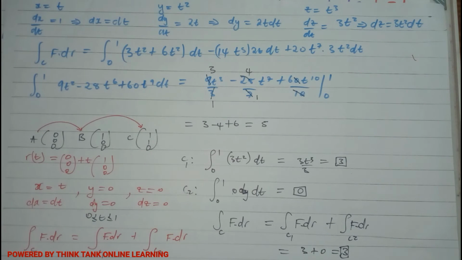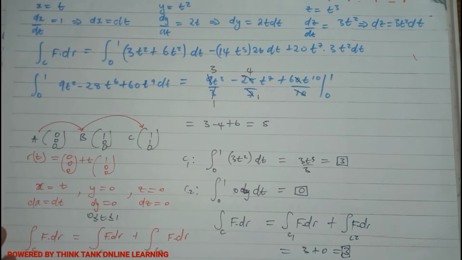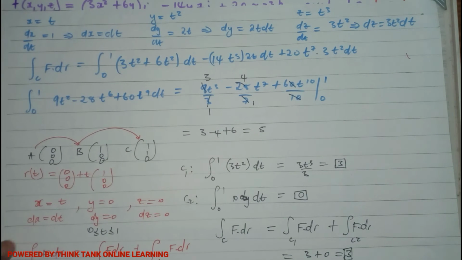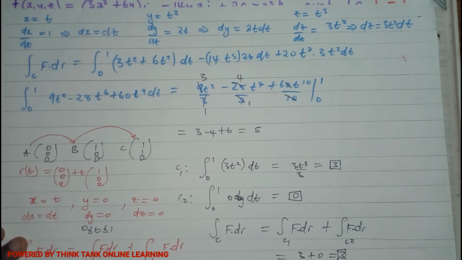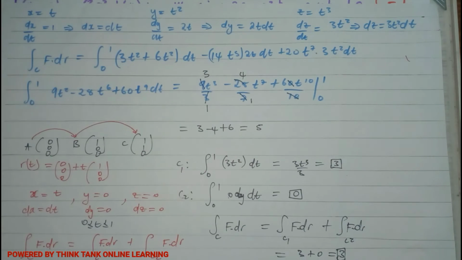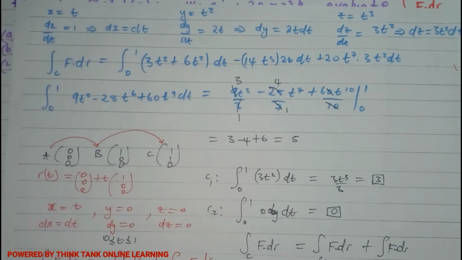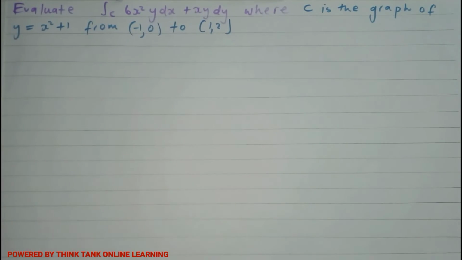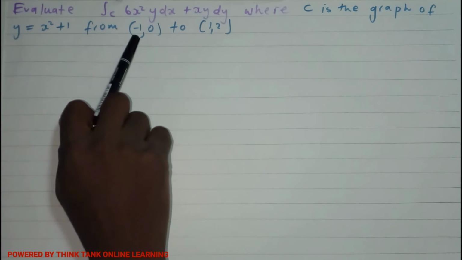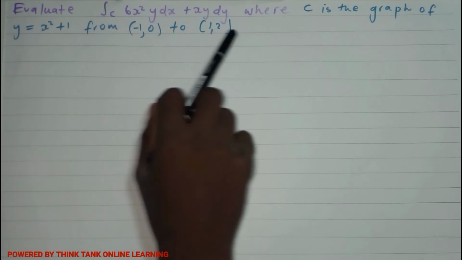Now we're moving to the next question. This was the basic one, and now we're going to the one which is more advanced. This is the question we're looking at. The difference between the first question and this one is that we're not given a vector field, but we're given a path to follow. This graph is from (-1, 0) to (1, 2).